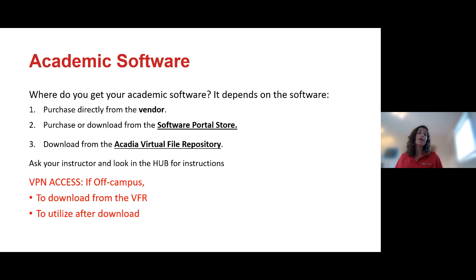and send you in the appropriate place. If you are off campus and you're trying to get access to some of these software, you will need VPN access. VPN is just something that lets you log in first to the VPN that lets you access the Acadia network safely to make sure that you are actually who you say you are. And often you will need to use that VPN to use the software afterwards. And again, in the hub, each specific academic software will tell you what you have to do and whether you need to use the VPN when you're off campus.